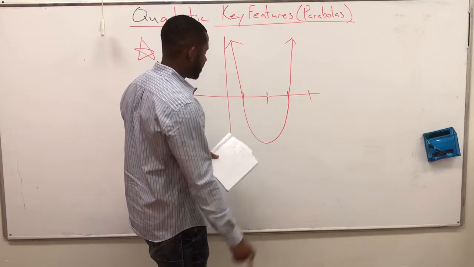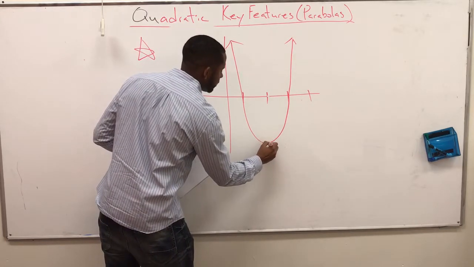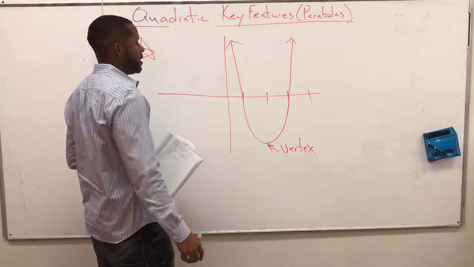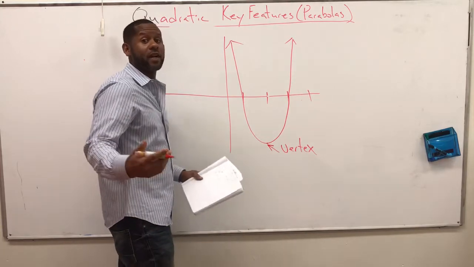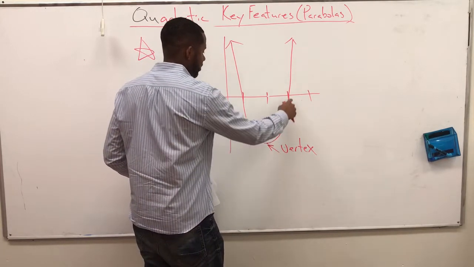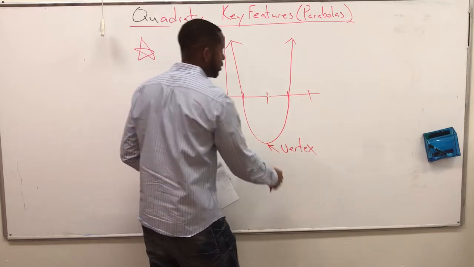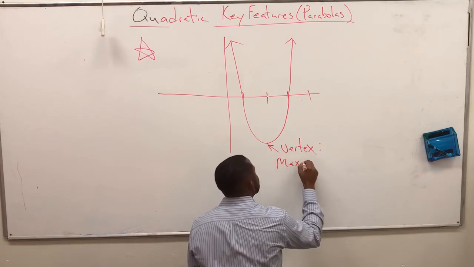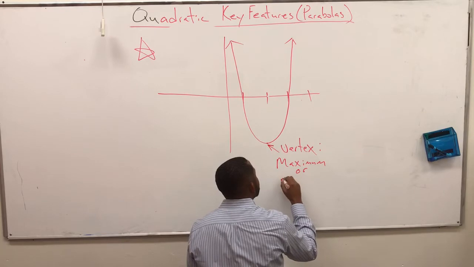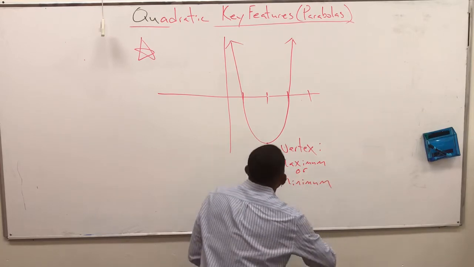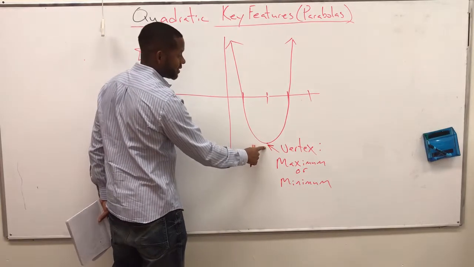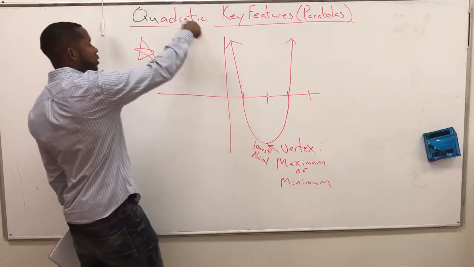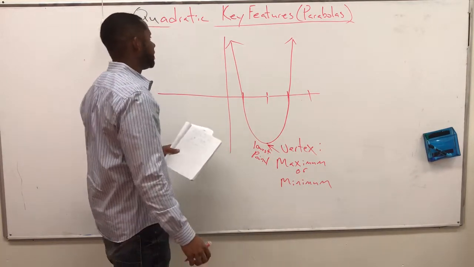All right. So key features I need to know. 1, this point right here is called the vertex. All right? That's the point where it basically changes directions. It starts from going this way, going this way. It's like the high point or the low point. The vertex is also the maximum or the minimum. All right? So in this case, this vertex is the minimum because it's the lowest point. If this was going the other way, it'd be a maximum, which is the highest point. So you need to know vertex.